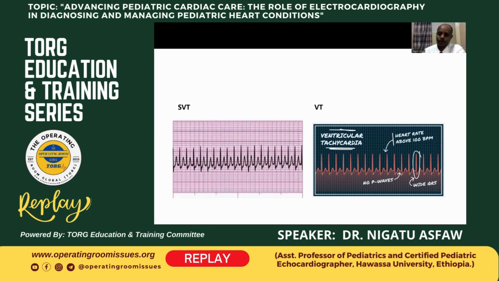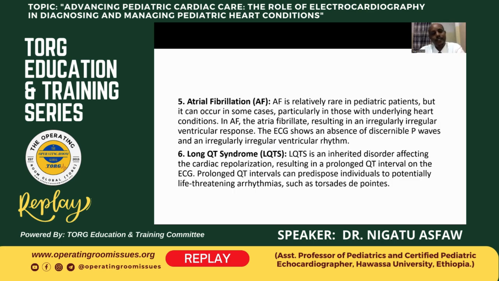And this feature also may be present with supraventricular tachycardia with bundle branch block. But in case of supraventricular tachycardia with bundle branch block, there will be more P waves compared with the QRS. That means the atrial rate will be equal to or more than the ventricular rate. That can help us in differentiating if there is a wide QRS with supraventricular tachycardia. And the other ECG abnormality is atrial fibrillation.